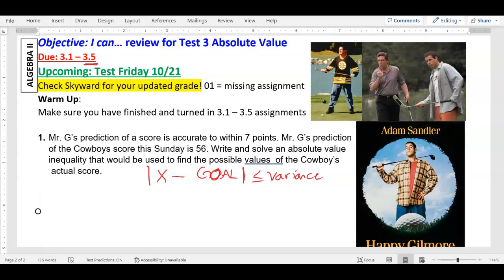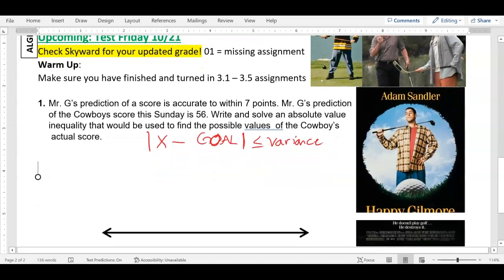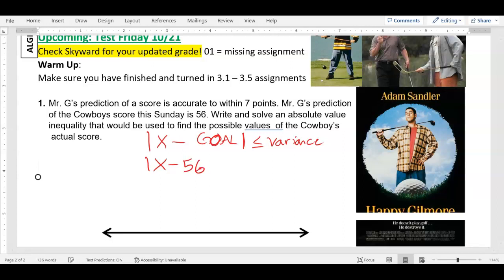So when we write this, let's go ahead and start writing this one. I'm going to have absolute value X minus, it's always minus, 56. So that's your absolute value part. Getting this down over there? Less than or equal to, because I'm saying it's going to be an inequality. It's going to be shaded between two numbers. And what is my variance? I could be wrong by how many points above or below? Within 7 points. So my variance will be 7. So on yesterday's assignment, if you were mixing up the numbers, you got some weird stuff.